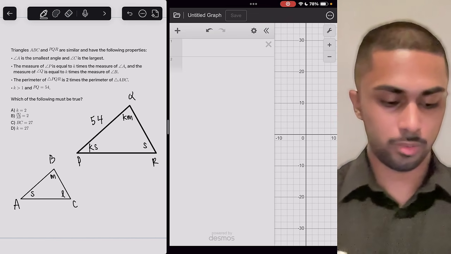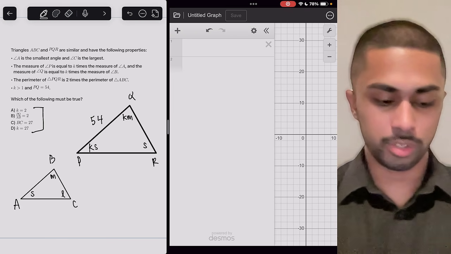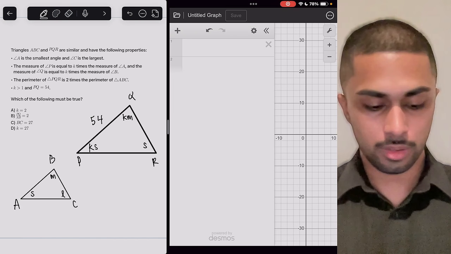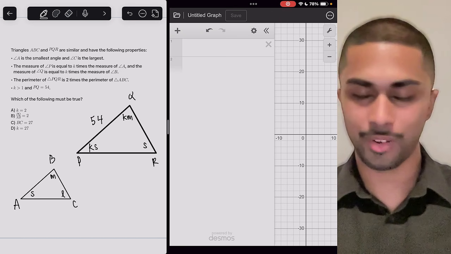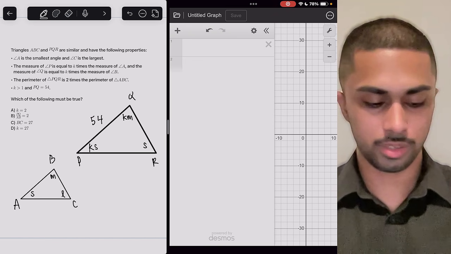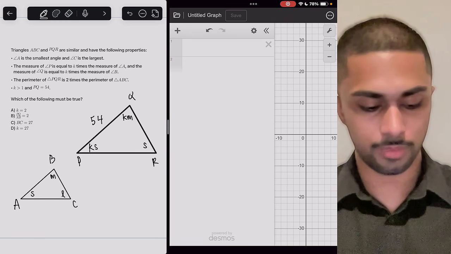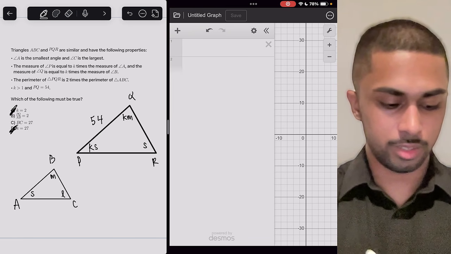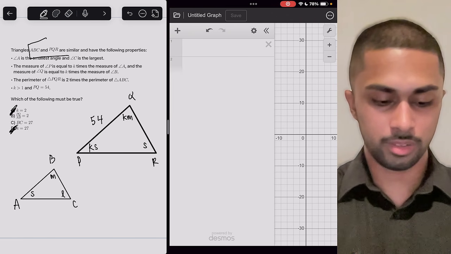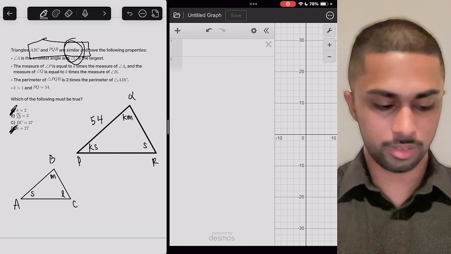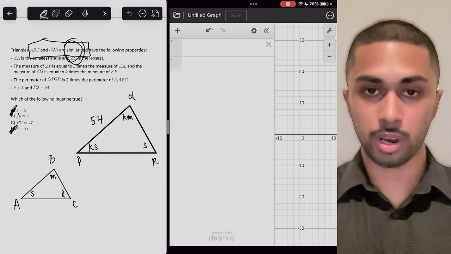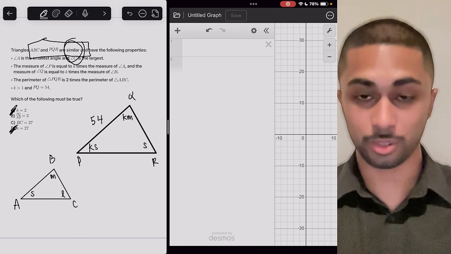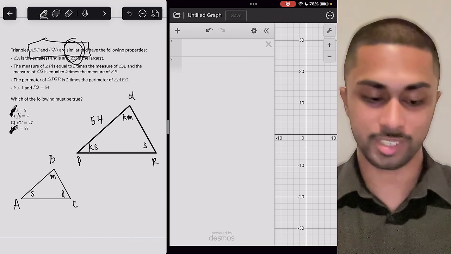From here, we can actually go through these answer choices and we have enough evidence to pick one. These are the types of questions where if you don't have enough evidence to pick an answer choice, then it's wrong. So you have to have some sort of evidence. If you picked A and D, you kind of just misunderstood that these are similar. Similar triangles have proportional sides and congruent angle measures, meaning they have the same angle measures.